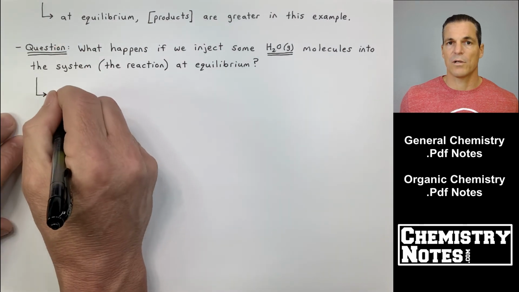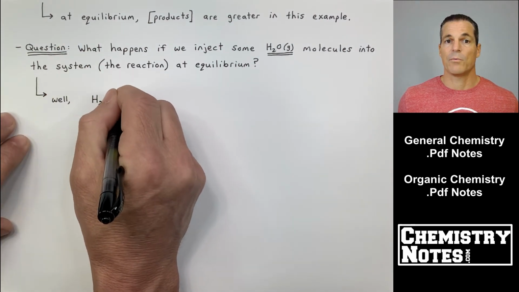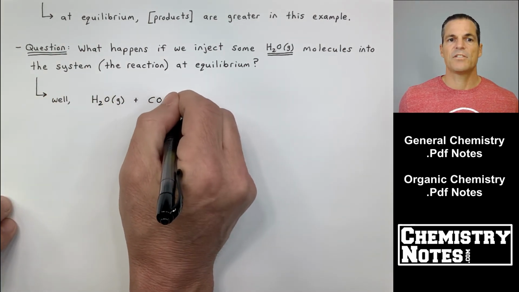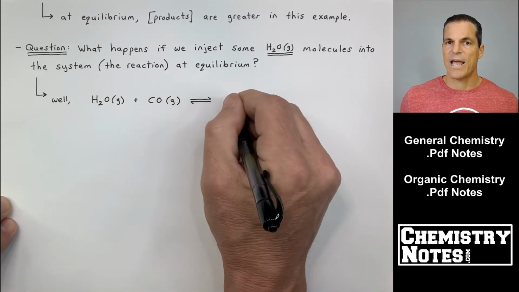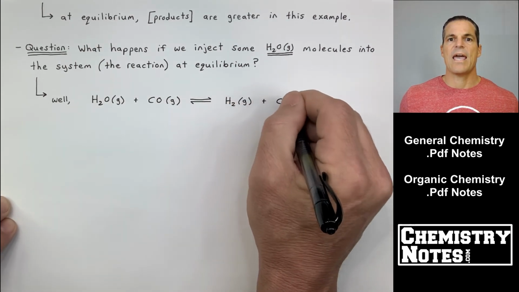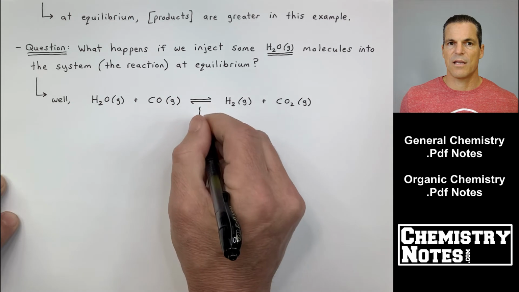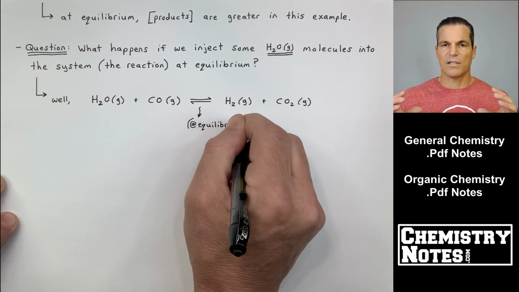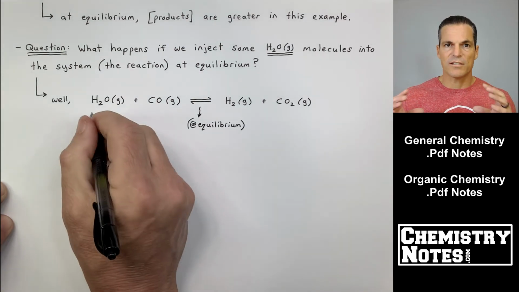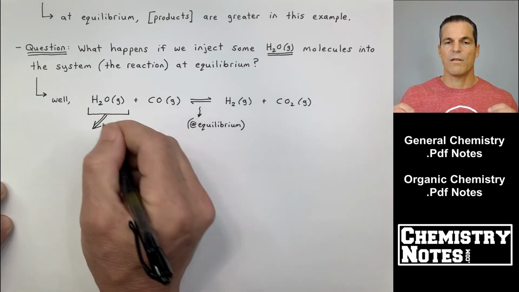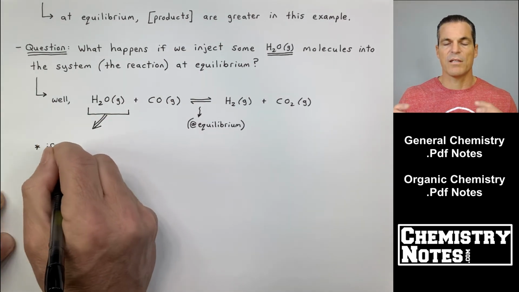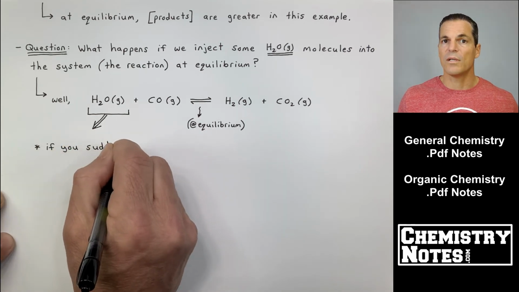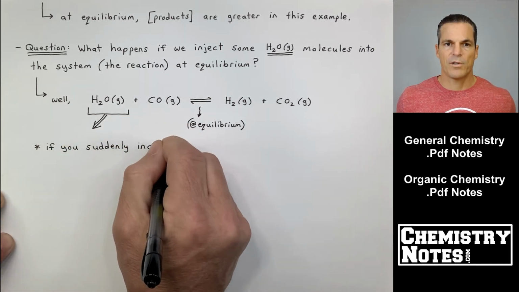We have to go up and look at our balanced equation, and I'm rewriting it for you now. H2O gas is a reactant. So if I'm going to add more reactant, and I'm at equilibrium, my equilibrium doesn't like that. It's going to have to make an adjustment, and then it reaches a new equilibrium. So how are we going to put that into our notes?